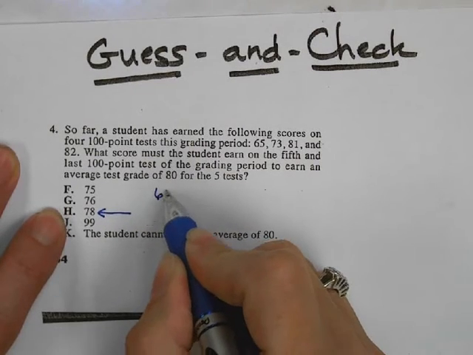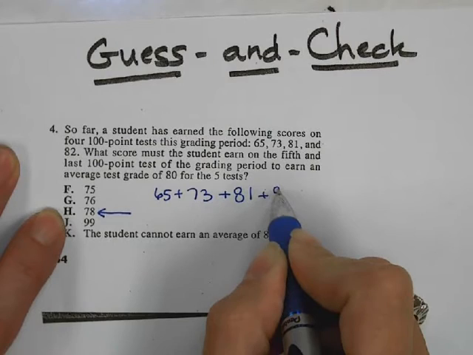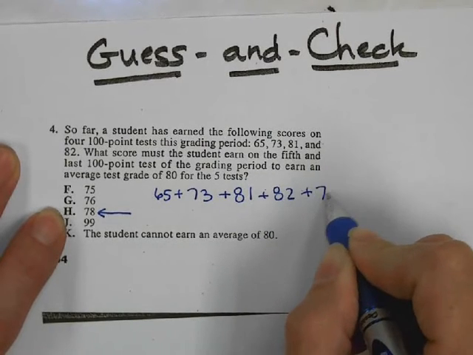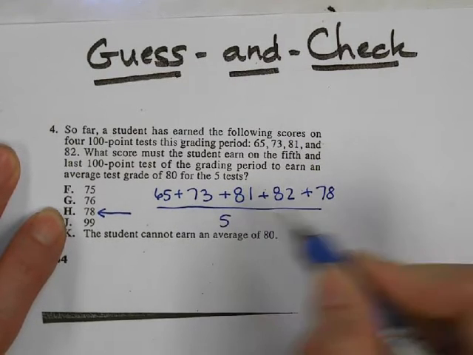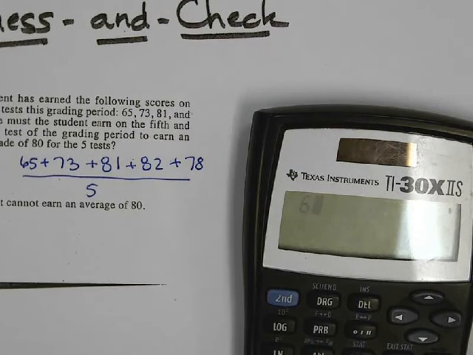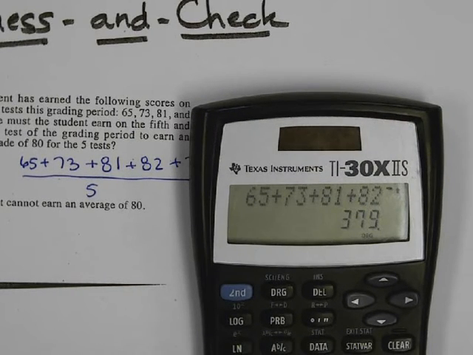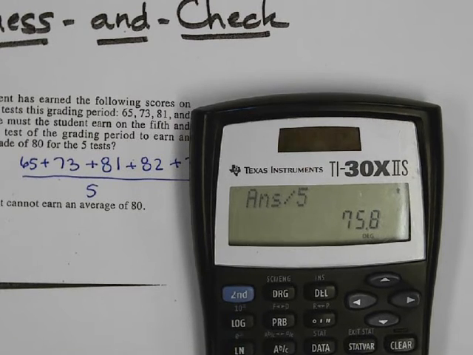So we'll take 65 plus 73 plus 81 plus 82, and for the fifth score we're going to guess 78. We're going to divide that all by 5, and hopefully we're going to get an average score of 80. So I'll pull my calculator out here. 65 plus 73 plus 81 plus 82 plus 78. I'm going to hit enter and make sure that I get a number there before I divide by 5. Otherwise, I'm afraid the calculator will do the order of operations incorrectly.